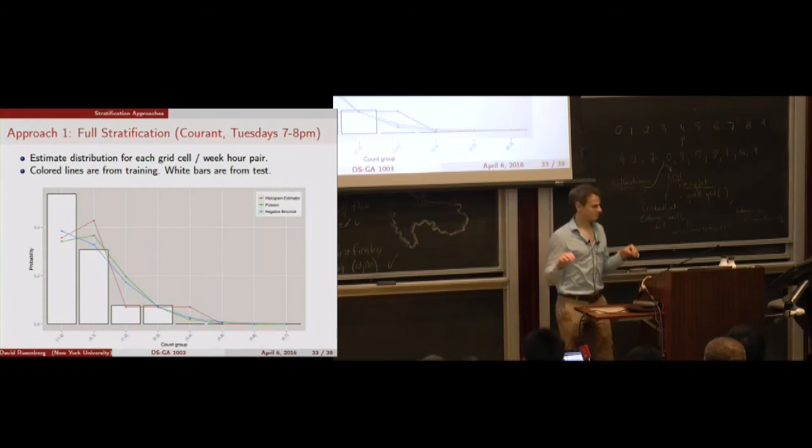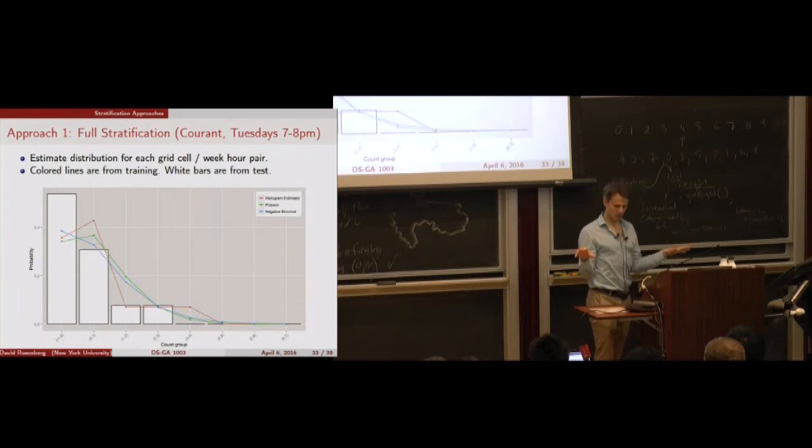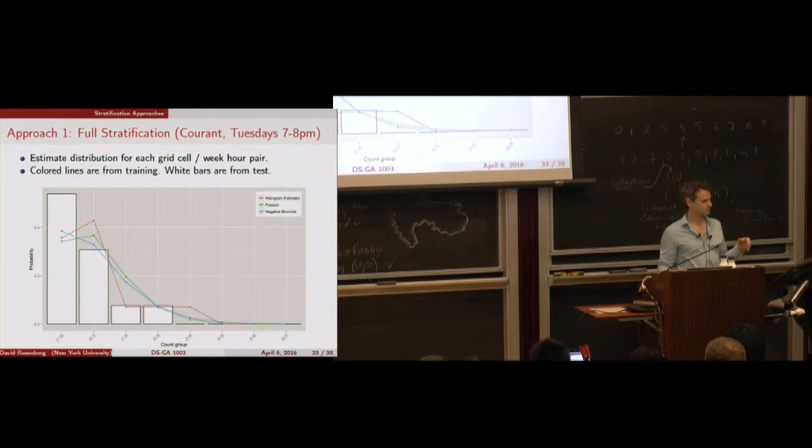But that's because this is called full stratification. Full stratification means literally that in stratification, we build a separate model for every stratum, every piece that we broke the data into. And full stratification means we're not combining things at all.